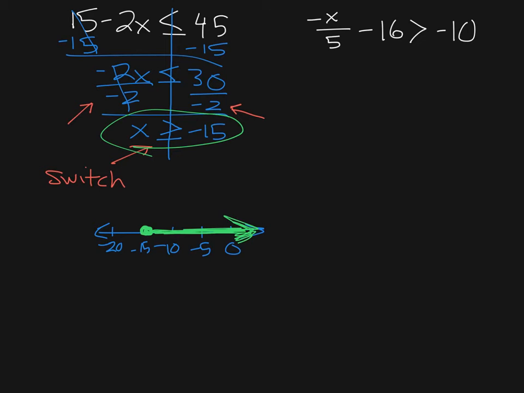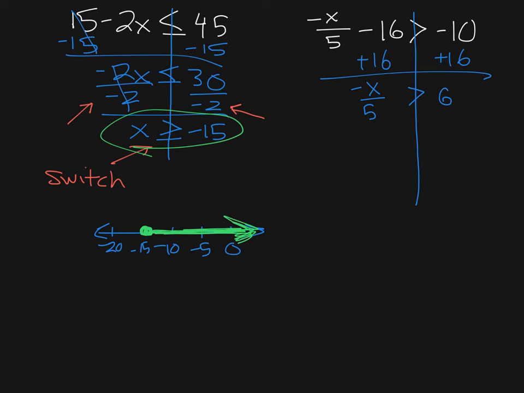Now on the right, same situation. We'll draw the line. Our first step, add 16, we know that. And that will leave us with negative x over 5 is greater than positive 6.